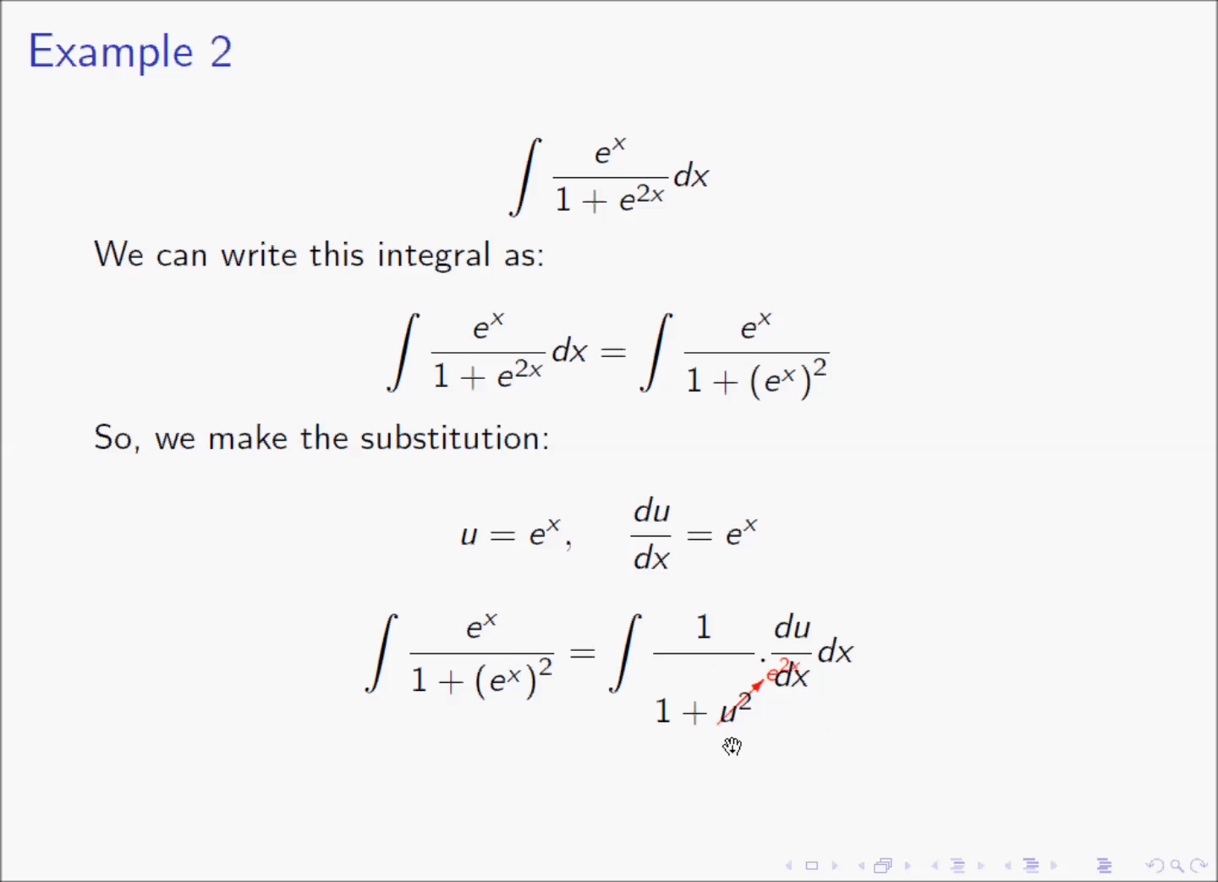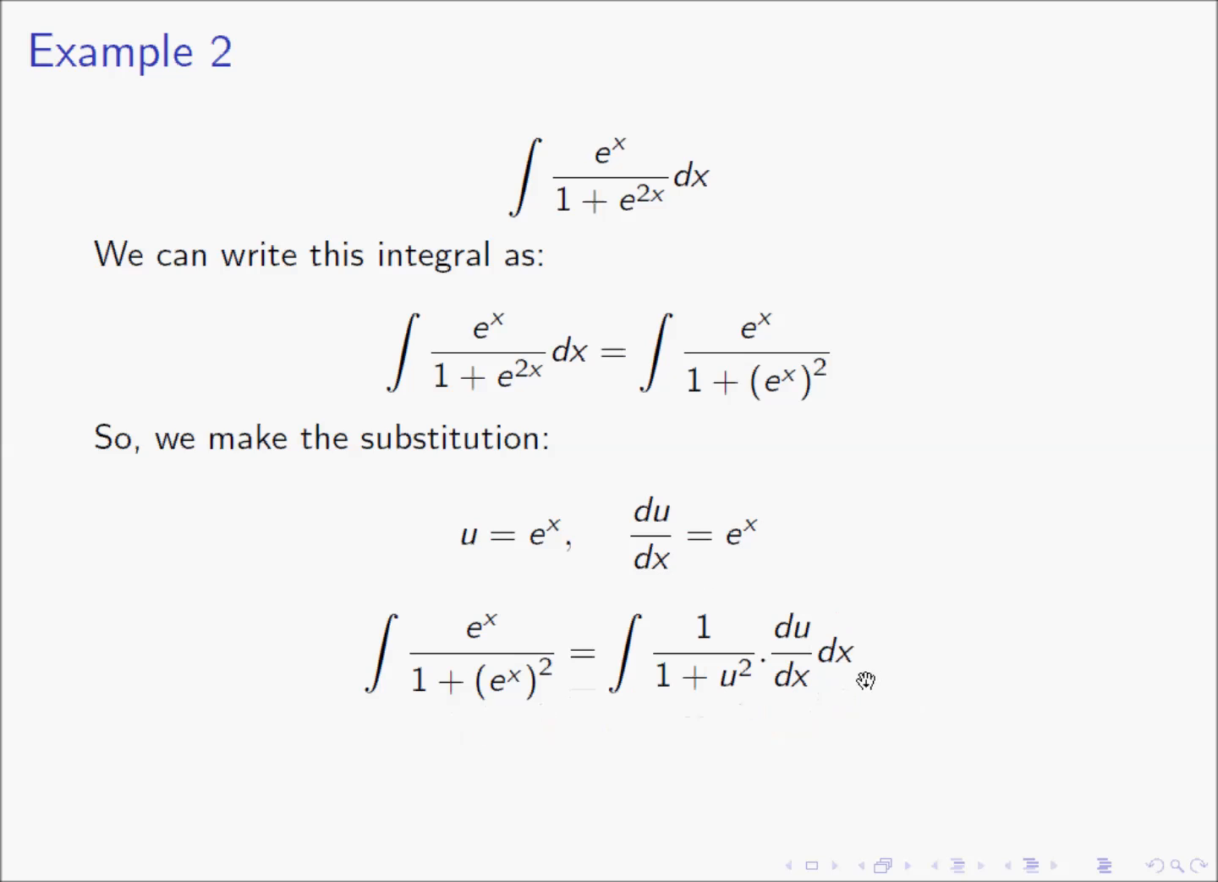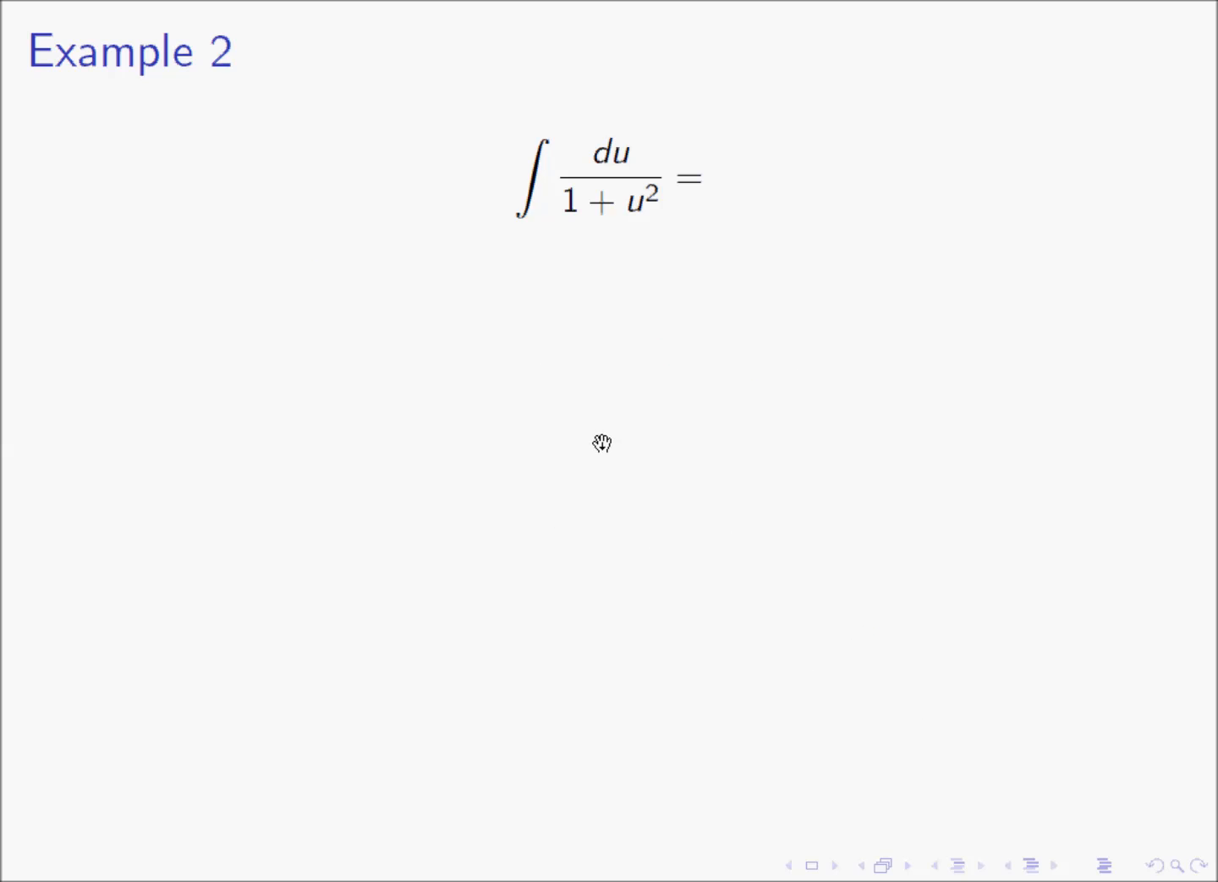Here u squared is e to the 2x, and du/dx is e to the x. Here we can cancel the dx and we get this integral. And if you look at your table of integrals, or the little table that we've seen in day 15, you'll see that this integral equals the arctangent of u.